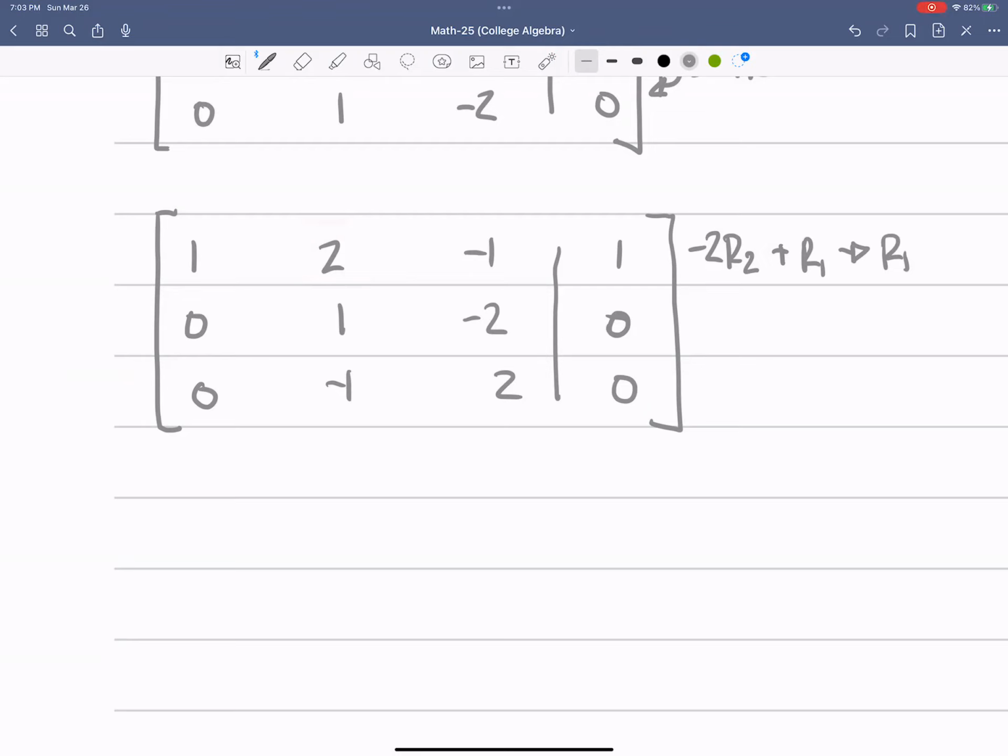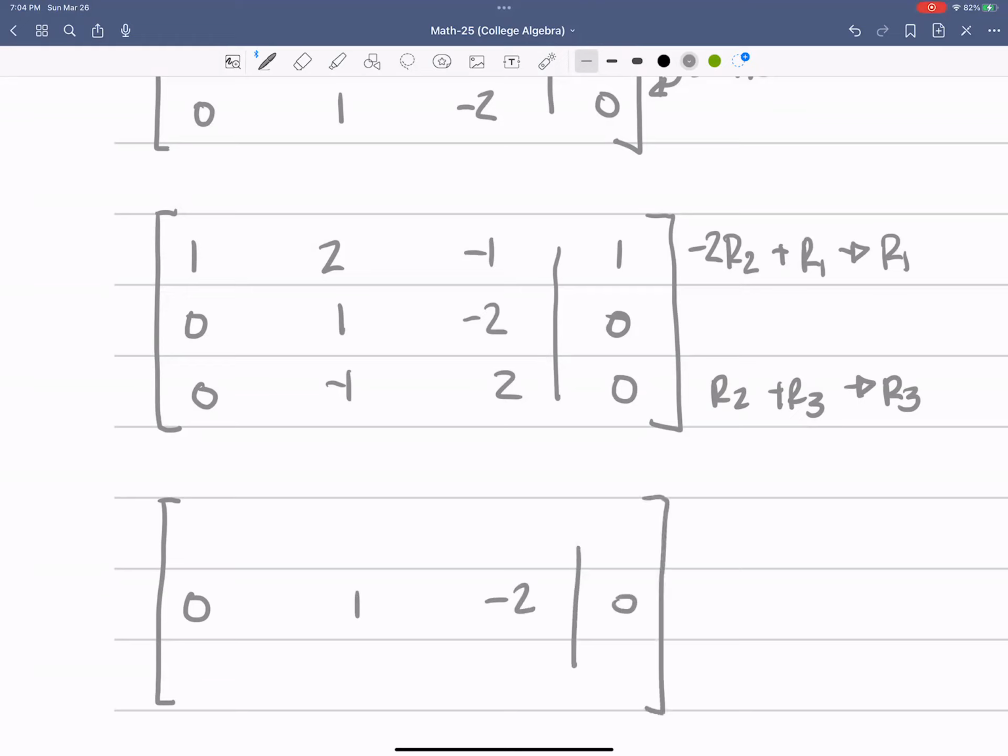Similarly, down here, opposite of -1 is +1, so we're just adding those two rows together. So row 2 plus row 3, and this is going to be for the new row 3. All right, so row 2 is not being manipulated whatsoever. Okay, we have that. Let's start with row 1.